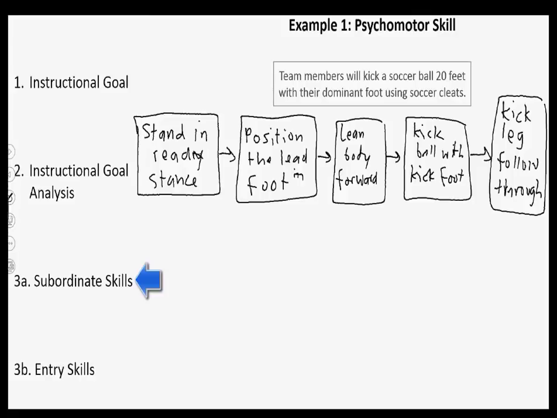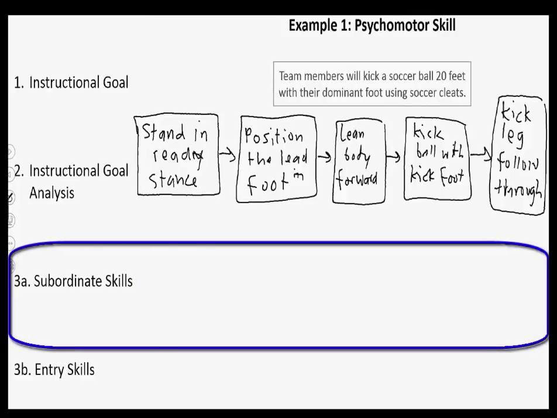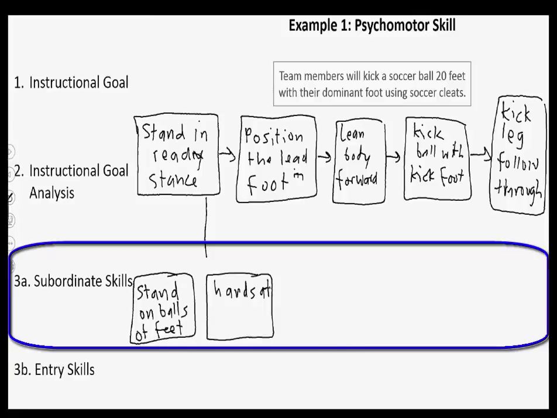So stand in the ready stance. Let's talk about the subordinate skills for standing in the ready stance. So my assumption for this is that there are several different things they need to do to be in the ready stance. One of them is that they need to stand on the balls of their feet. So this is like standing on their toes kind of, so that they're ready to go. Another thing is they need to have their hands at their thighs, we'll say. Okay, so I think those are some good subordinate skills for standing in the ready stance.